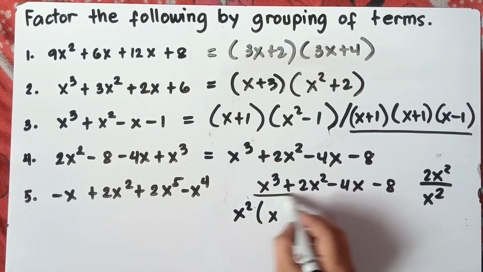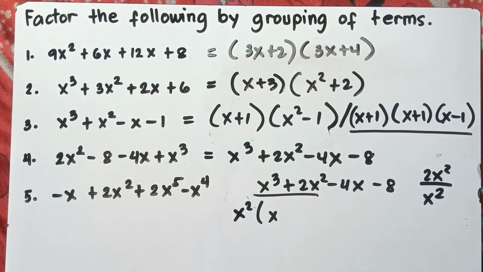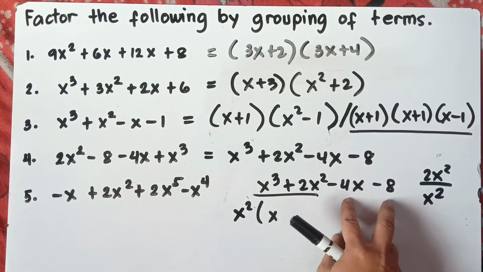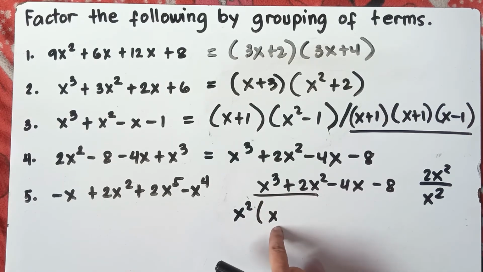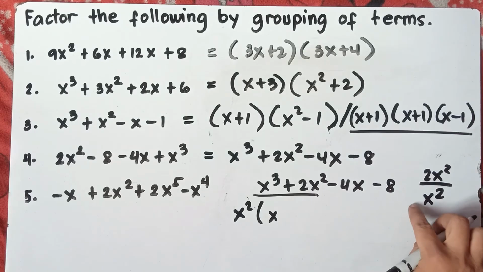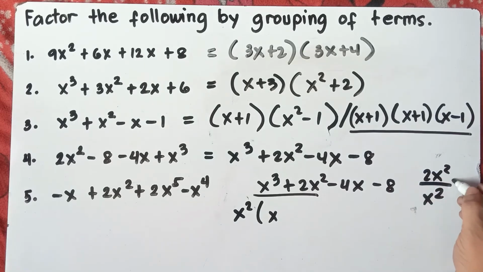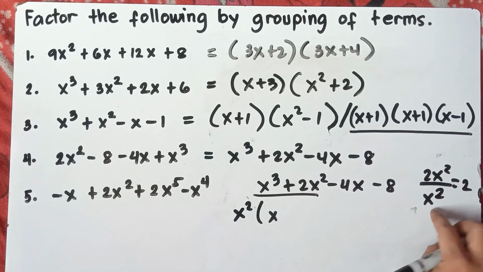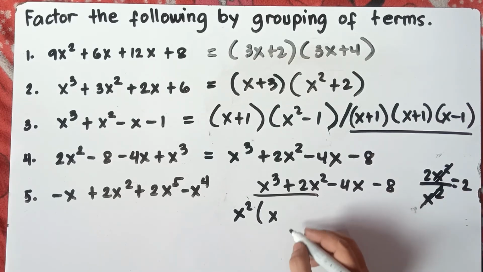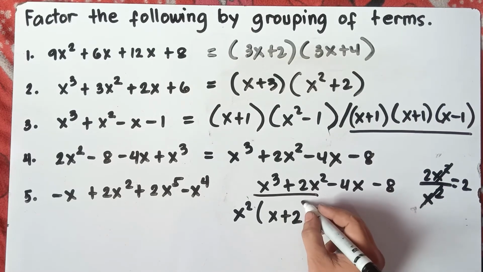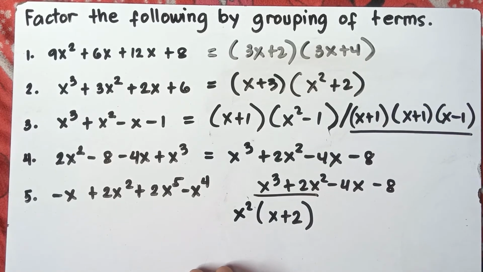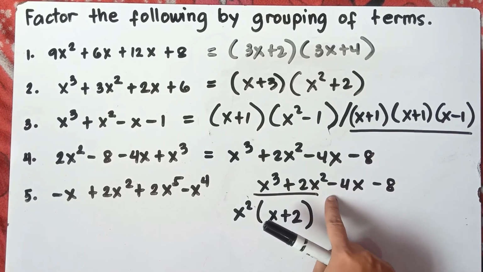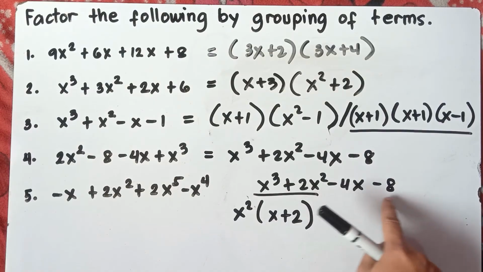Once again, we factor the first and second term. Always remember, first and second term first, then the third term and fourth term. So x cubed divided by x squared, that's x. 2x squared divided by x squared: 2 divided by 1, understood that there's 1 here, is 2. X squared divided by x squared, you can cancel this out. So our answer will be positive 2. Close parenthesis.